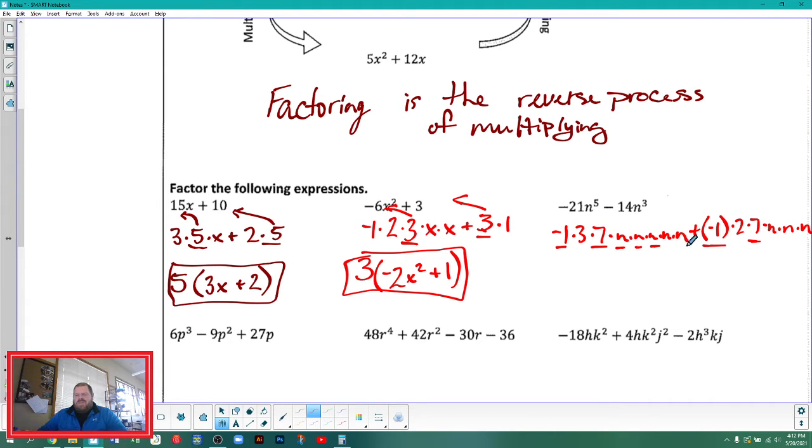So I have a negative 1, a 7, and 3 n's in both of them. So I'm going to bring all those out in front: a negative 1, a 7, and 3 n's.